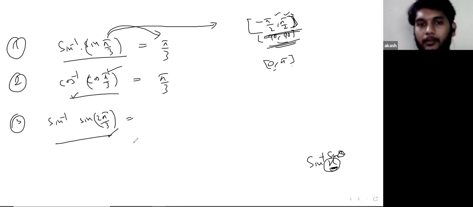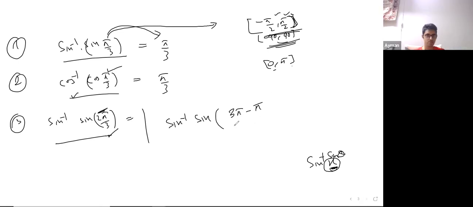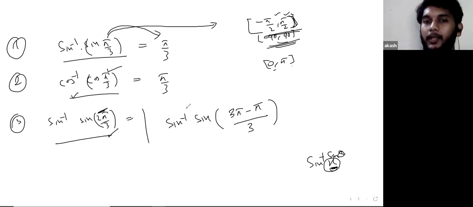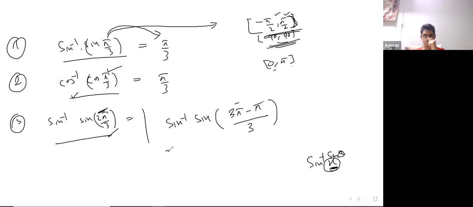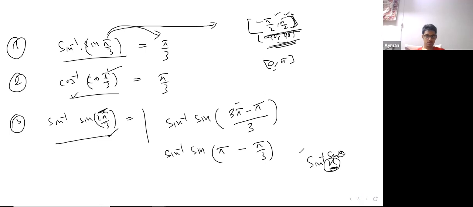Very standard steps. Sine inverse sine. Write this 2 pi in terms of the nearest multiple of 3. What I mean by this? Can I write this as 3 pi minus pi, divided by 3? Yes. I did not change anything. See, 3 pi minus pi is 2 pi. I'm just rewriting stuff. So this is sine inverse sine. Now break it down. Can I write this as pi minus pi by 3? Yes.